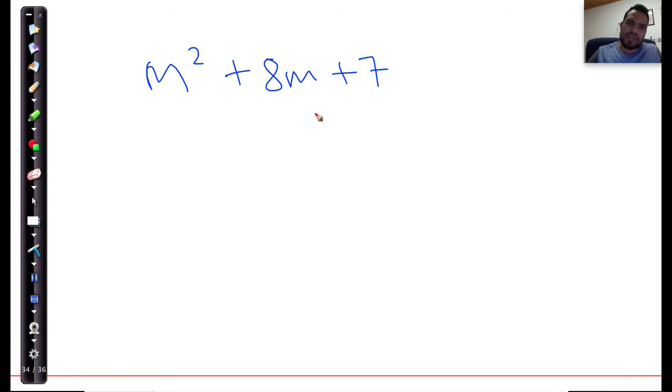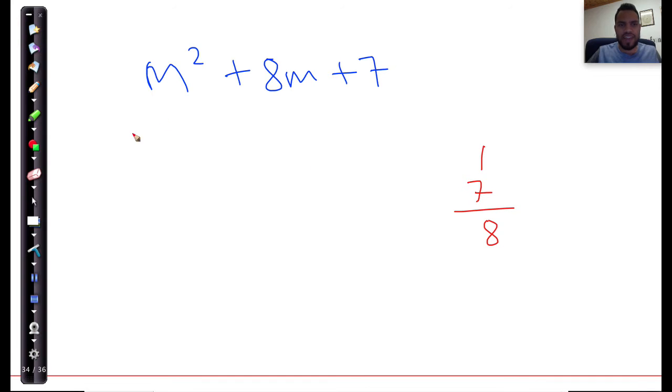It says that we're looking for factors of 7 that you must add to give you 8. Factors of 7 you add to give you 8. Well, 7 is a prime number, so it's only 1 and 7 that I can multiply. And that will give me 7, and when I add them I actually get 8.